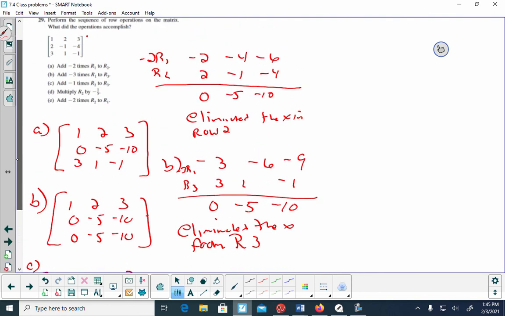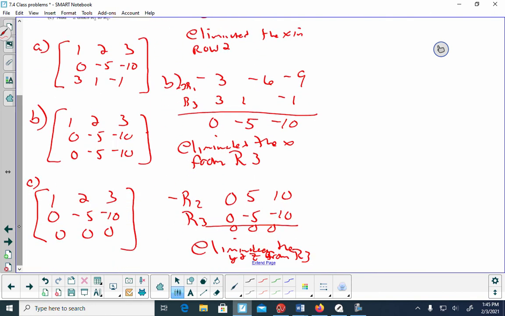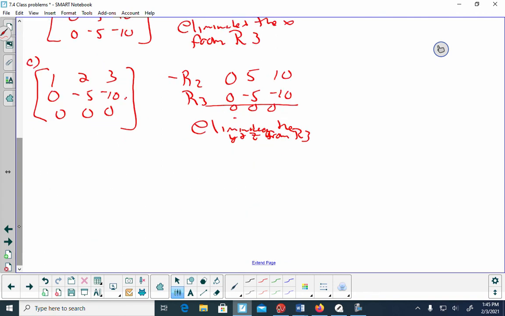And then step D, multiply row 2 by -1/5. So I'm going here, and I'm multiplying that by -1/5.